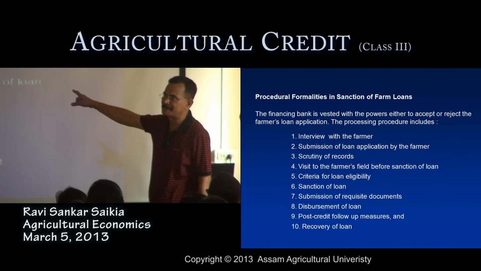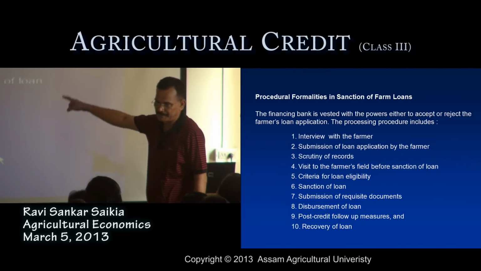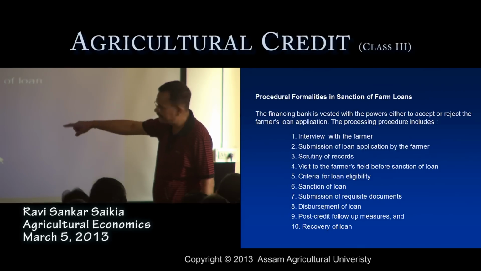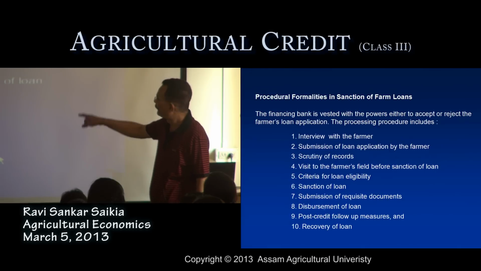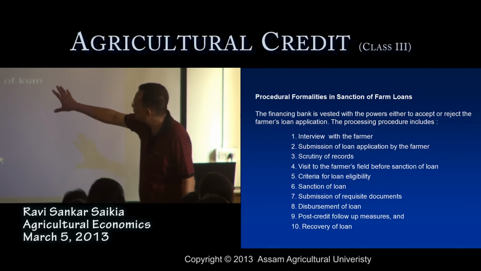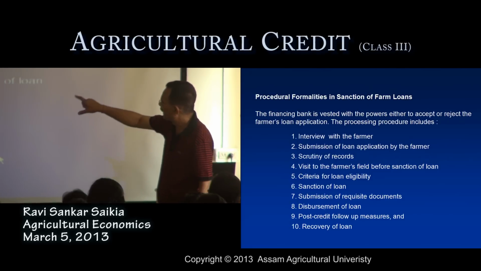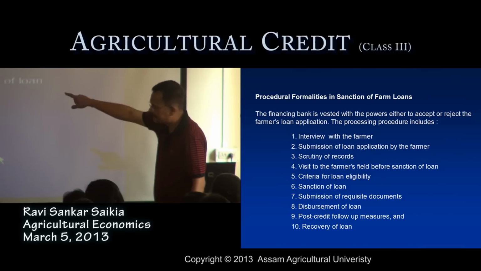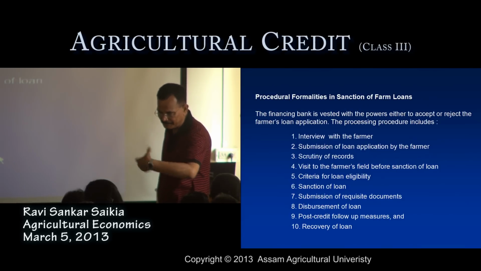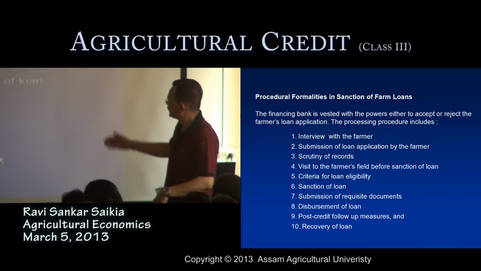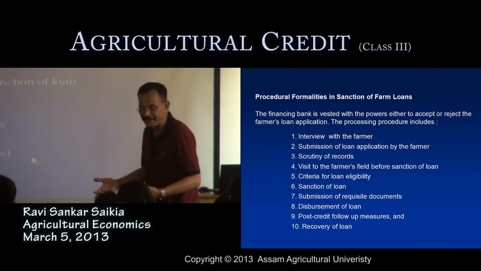All the bank organizations, before disbursement of the loan, will look for this type of thing. They have to cover all these steps up to the final disbursement of the loan. Firstly, they take the interview of the farmers. There are 10 steps, you see. Interview the farmers. Then they advise the farmer to submit the application, and they accept the application. Third, they scrutinize the records given by the farmer.